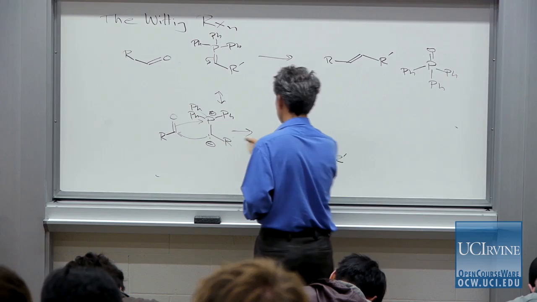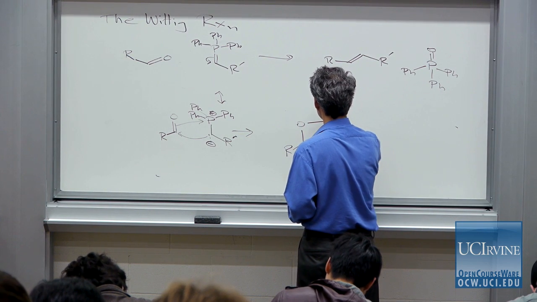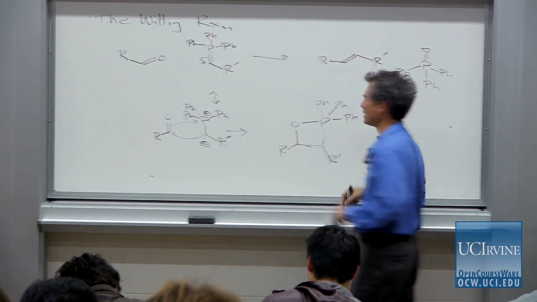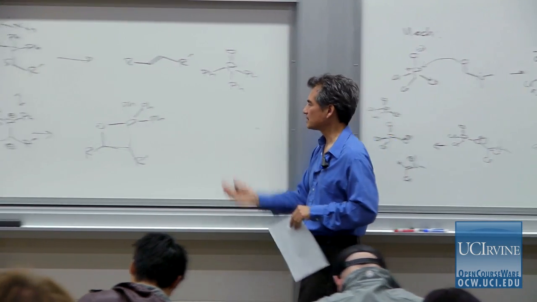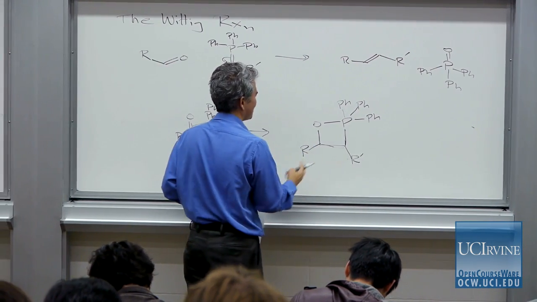Let me put a prime here so I don't have the same labels. And it might bother you to have these 5 bonds to phosphorus. Don't be bothered by that. That's okay. We're not trying to isolate this. I'm not saying it's stable, but there's no problem having intermediates with 5 bonds to phosphorus, a phosphorane like that.